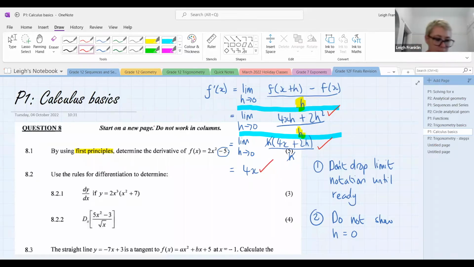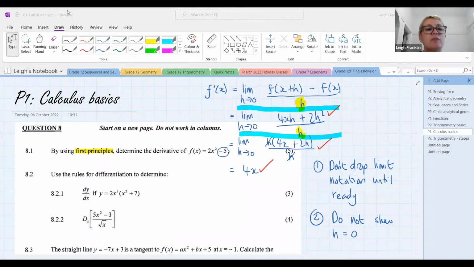Okay, so do not make little errors along the way where you, as I say, either drop the limit notation or show that h is equal to 0, or don't set it out in the correct way. Because then you run the risk of being penalized. Okay, and we want every single mark we can possibly get.